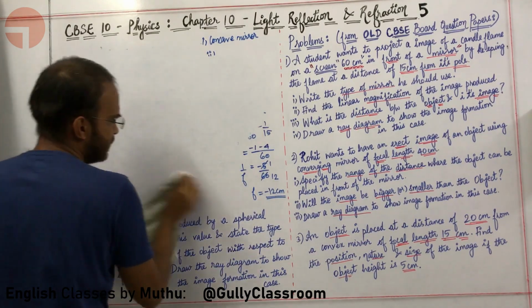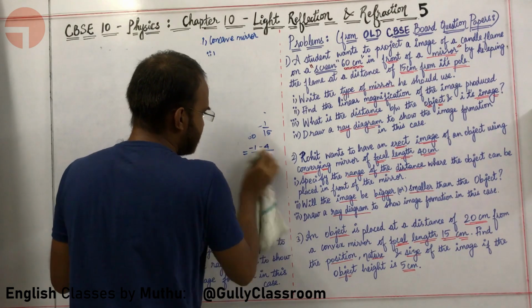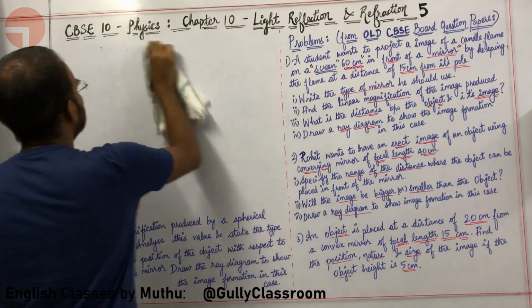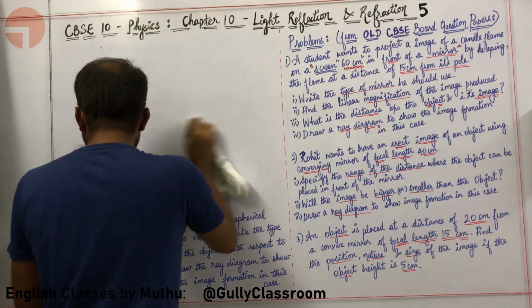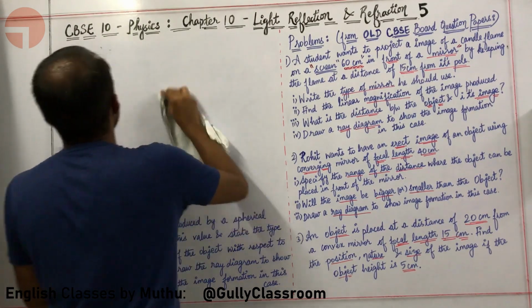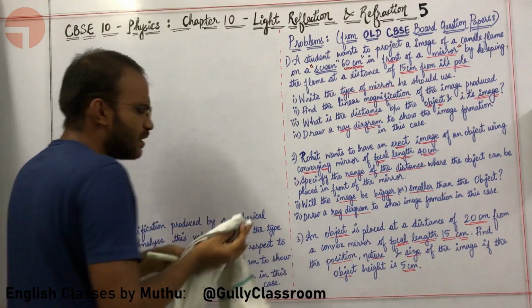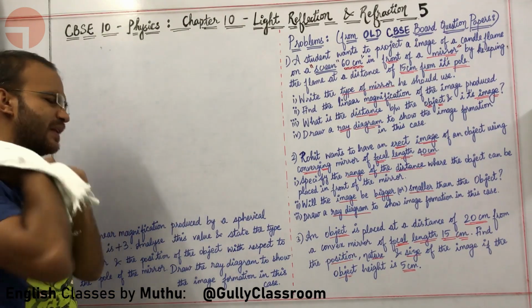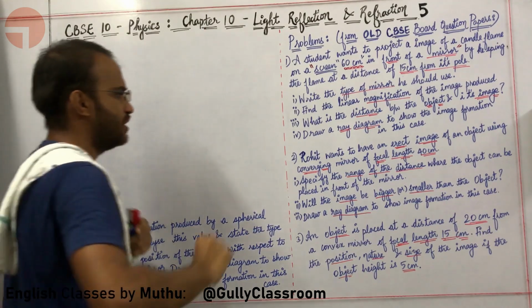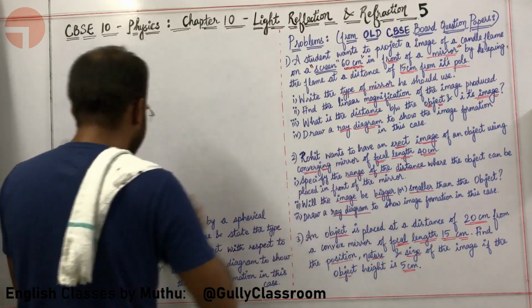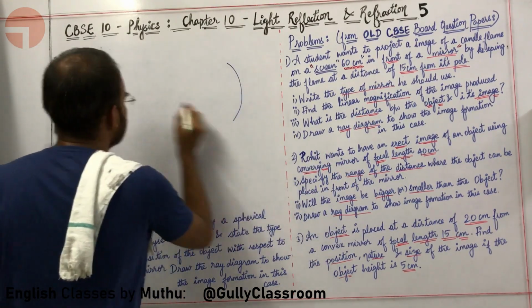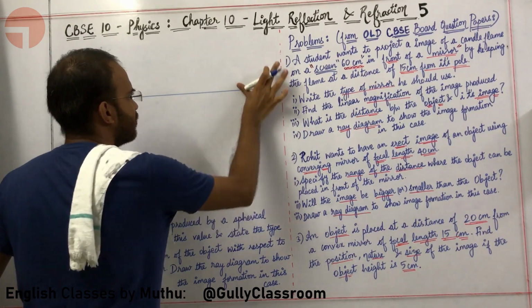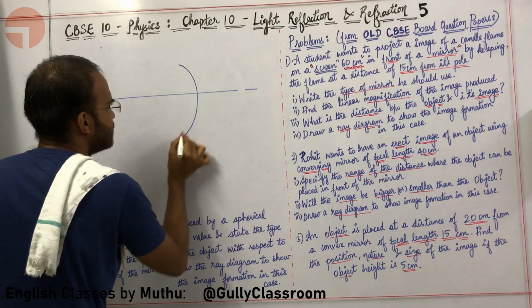What is a converging mirror? Concave mirror is a converging mirror because all light rays parallel to the principal axis converge at the focus of the concave mirror. Sir, what about convex mirror? Convex mirror is a diverging mirror. So he is asking us to use a converging mirror. So I am going to use a concave mirror, which is my converging mirror.